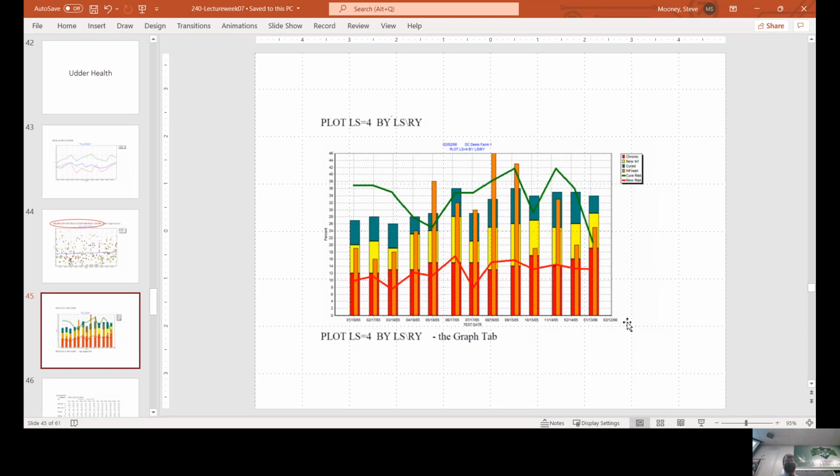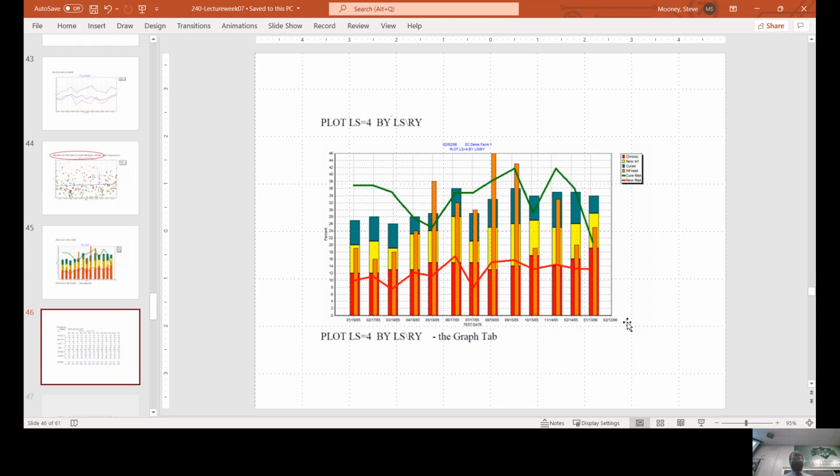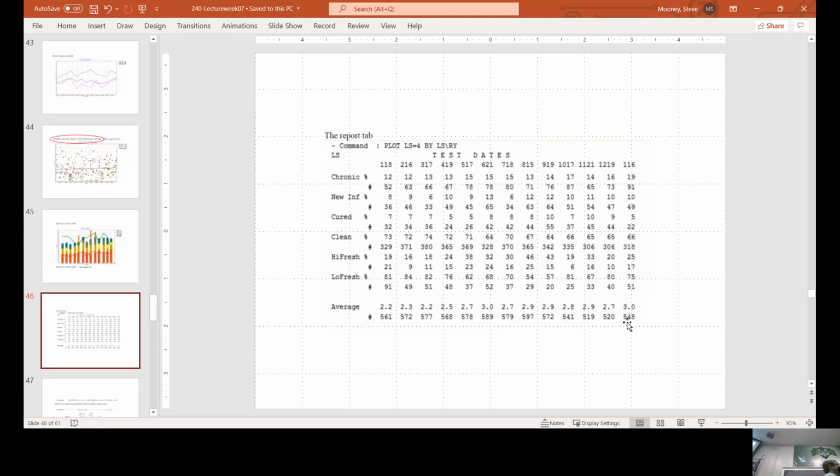We can graph the same thing. I really don't fully understand the nomenclature here. It's very detailed in where your linear score categories are and which ones you're going to do. So you've got your graph tab. This makes a little bit more sense to me. You've got all these different categories for mastitis: chronic, new infections, cured, clean animals, percent high fresh cows, percent low fresh cows. Should add up, but I'm not seeing that.